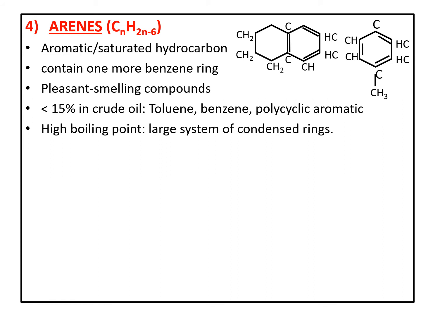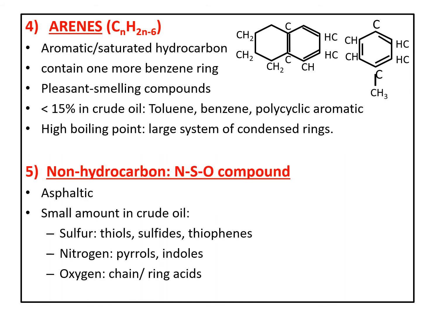Because of that, this type of hydrocarbon, the aromatic, usually appears as a larger system of condensed rings and is found rarely in the crude oil, with less than 15% of the total crude oil. Examples of aromatics here are toluene, benzene, and polycyclic aromatics.